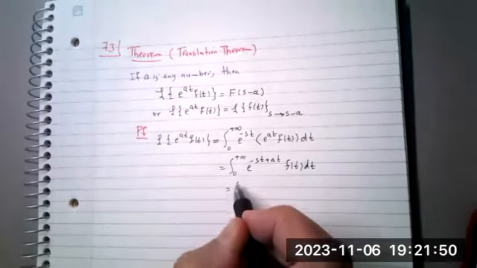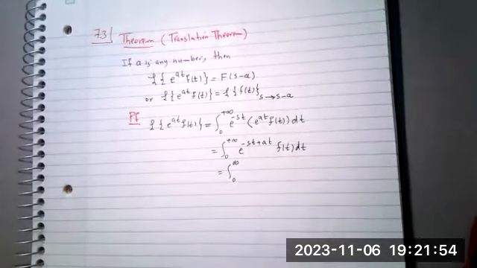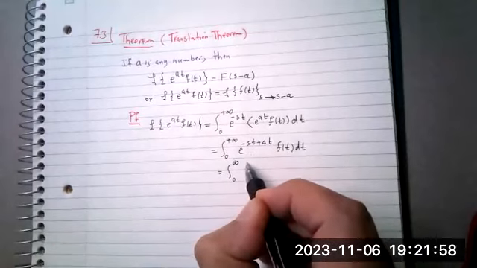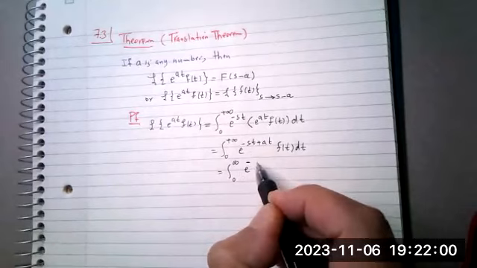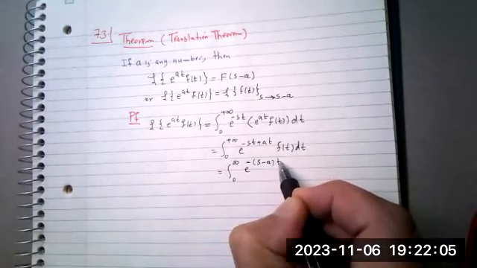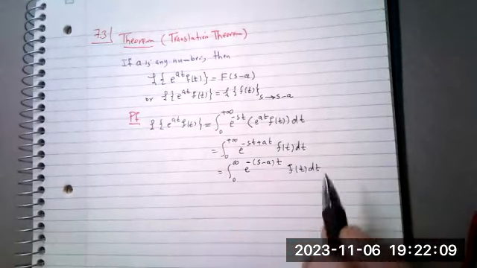Now, this is going to be 0 to infinity. I want to write it down in the form of the Laplace transform. So it's going to be e to the negative sign, and negative t is going to be (s minus a) times t. And this is going to be f of t dt.